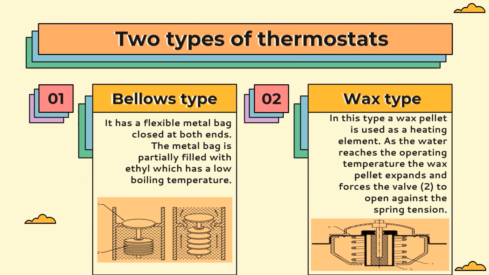Two types of thermostats. Bellows type: it has a flexible metal bag closed at both ends. The metal bag is partially filled with ether, which has a low boiling temperature. Wax type: in this type, a wax pellet is used as a heating element. As the water reaches the operating temperature, the wax pellet expands and forces the valve to open against the spring tension.